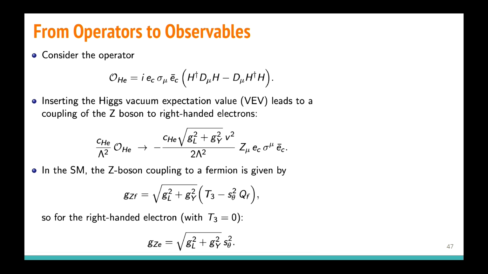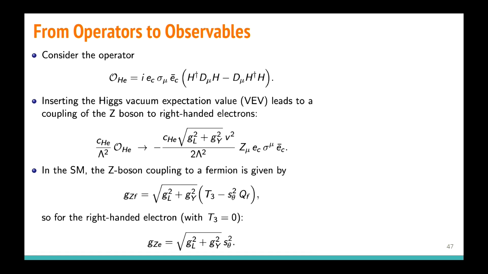Okay, so let's consider this operator O_HE. We had defined this operator when we discussed the Warsaw basis. O_HE is an operator for the right-handed electrons, the Higgs field and the covariant derivative. So this is how the dimension 6 operator is defined. Now after symmetry breaking, if we insert the Higgs vev, this would lead to a coupling of the Z boson to the right-handed electron.